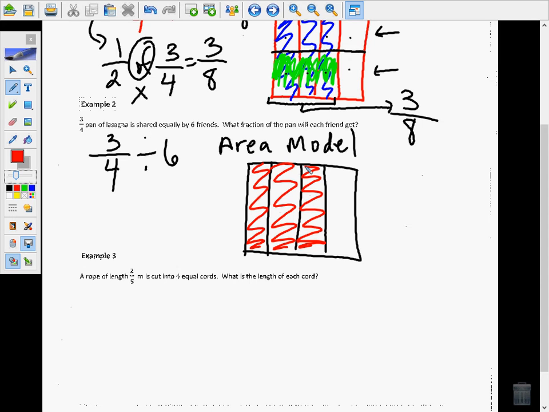Now I want to divide by 6. So going in the opposite direction, which is horizontal, we're going to divide this model into 6 rows. Okay, so this is 1 row, 2, 3, 4, 5, 6. So since we want to know how much each friend will get, we'll just consider one of the friends. Now, when I shade that amount, we're going to shade one of them.